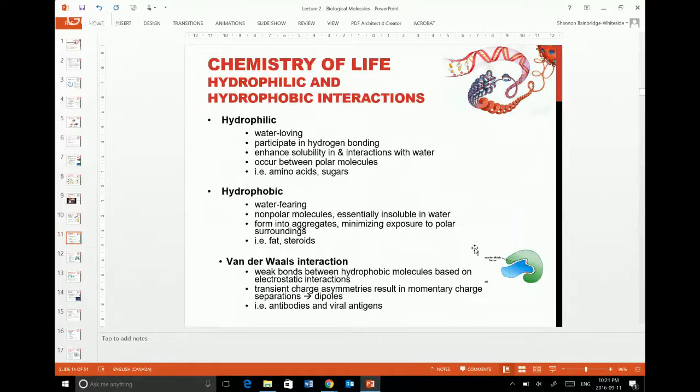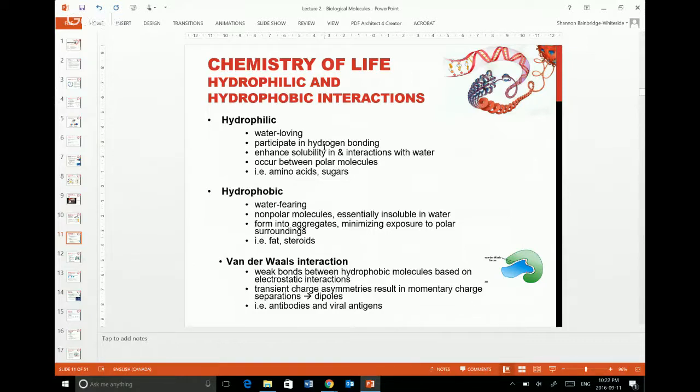So these concepts should certainly be review for you, the concept of hydrophilic versus hydrophobic. Hydrophilic really refers to anything that is water-loving. Really what you're talking about here are molecules that can take part in hydrogen bonding. So these are molecules that have some polar covalent bonds inside of them. When you have this ability to take part in hydrogen bonding, it can hydrogen bond with surrounding water molecules, and it can allow those molecules to become soluble in water.